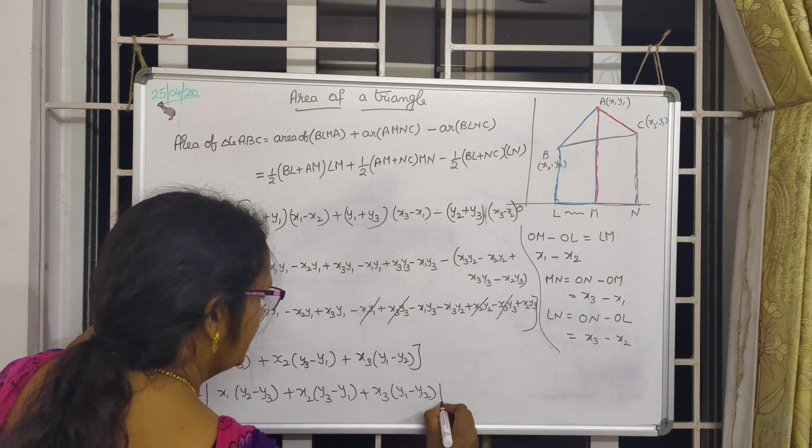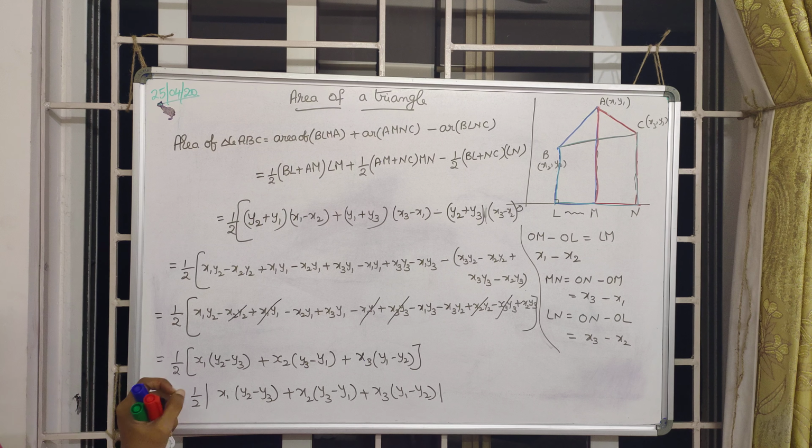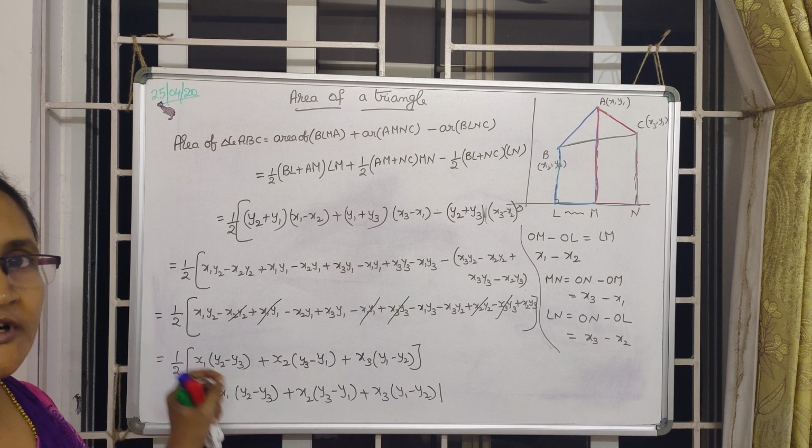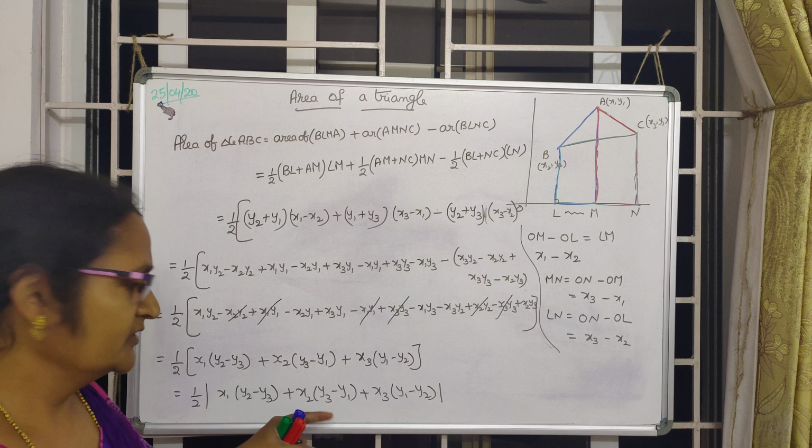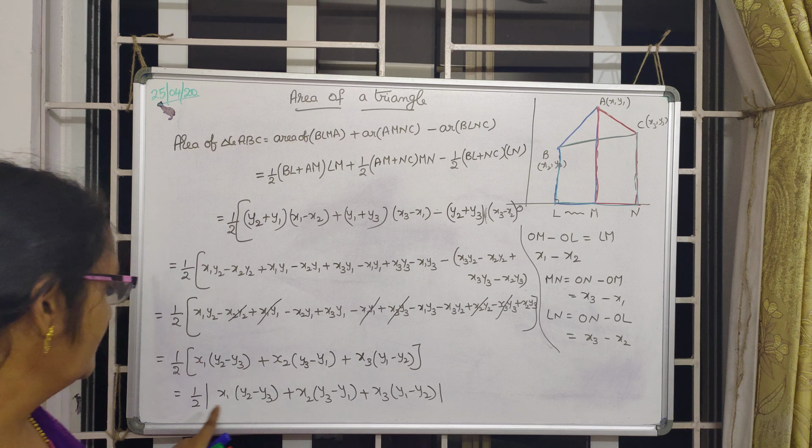The formula to find out the area of the triangle when the three vertices of the triangle are given to us is half modulus x1. Why modulus? Area can never be negative, it should always be positive, so to represent that we put the modulus there. Half modulus of x1 into y2 minus y3 plus x2 into y3 minus y1 plus x3 into y1 minus y2.